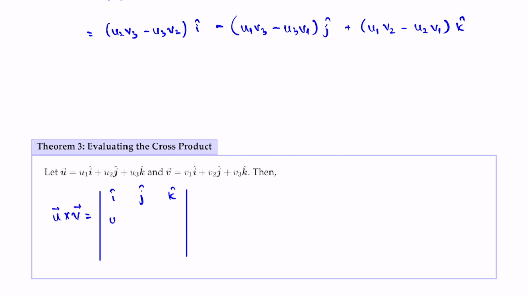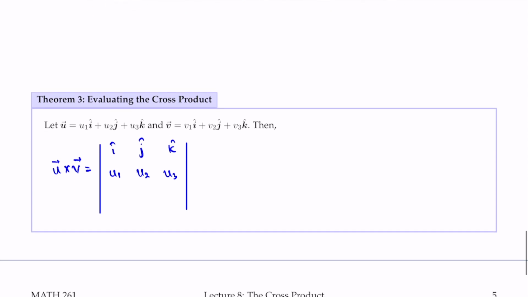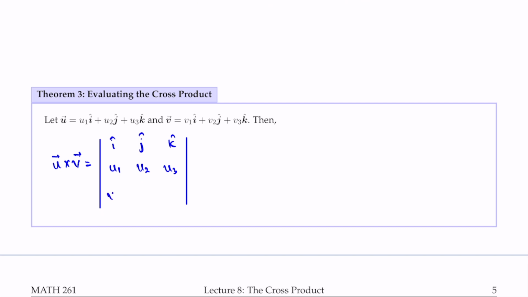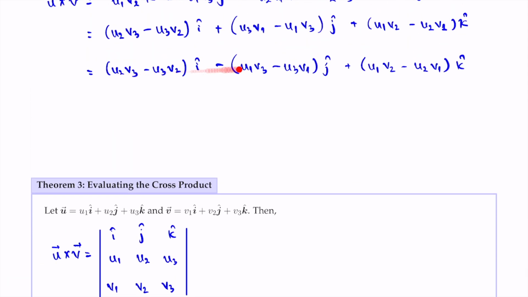So you have u1, u2, u3. And the last row will consist of the components of vector v, which is the second vector in the cross product. You have v1, v2, v3. Now, how could you get back the formula we just obtained here?